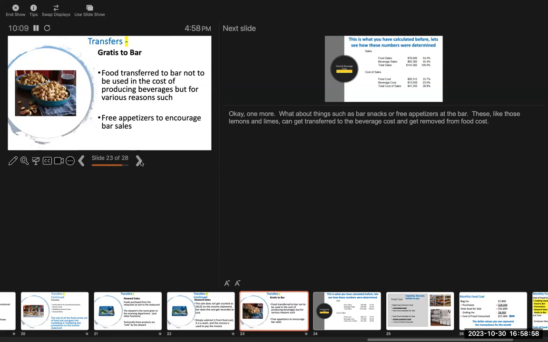They're given to the bar for people to eat, to generate more bar sales, but also to help people not get intoxicated. There's a legal reason for it as well. But let's just think of the reason of having more sales. We give it to attract people to the bar, to have more beverage sales, but also to make sure that they are consuming food and not getting intoxicated.